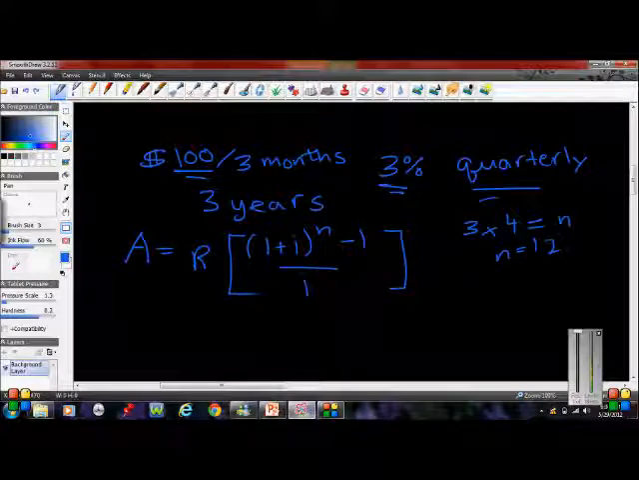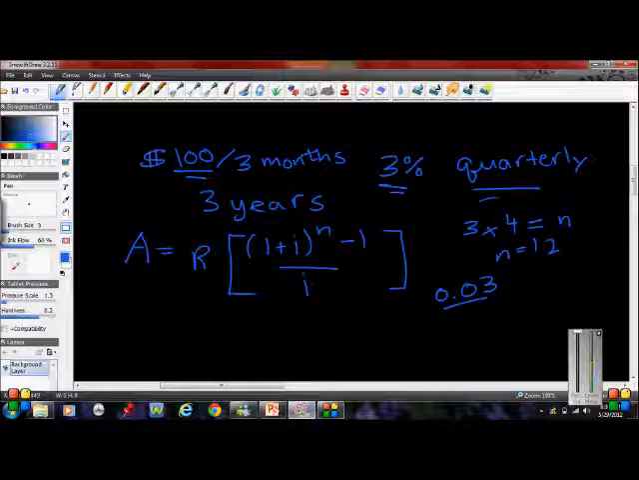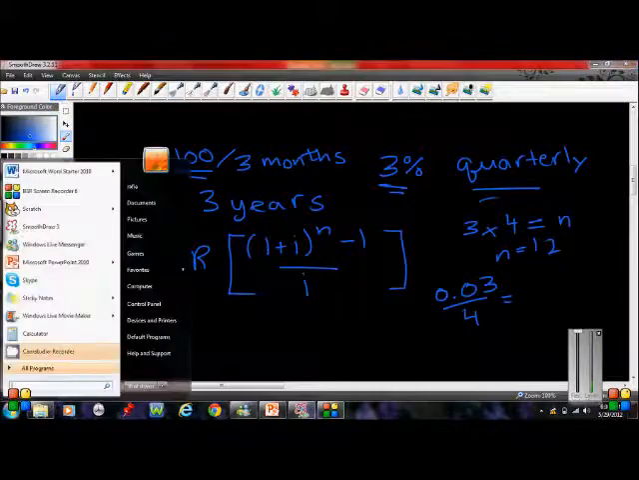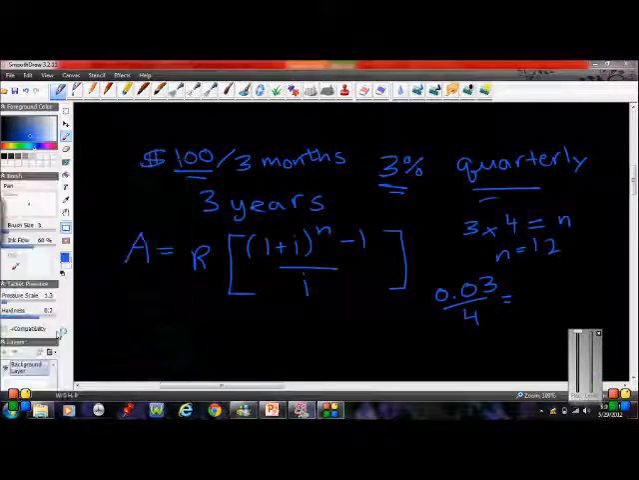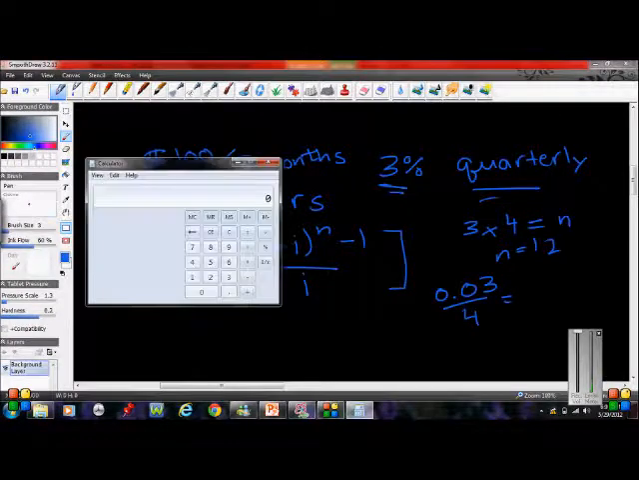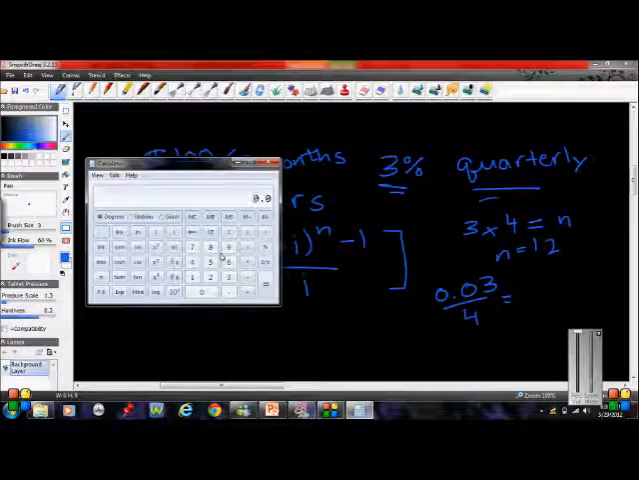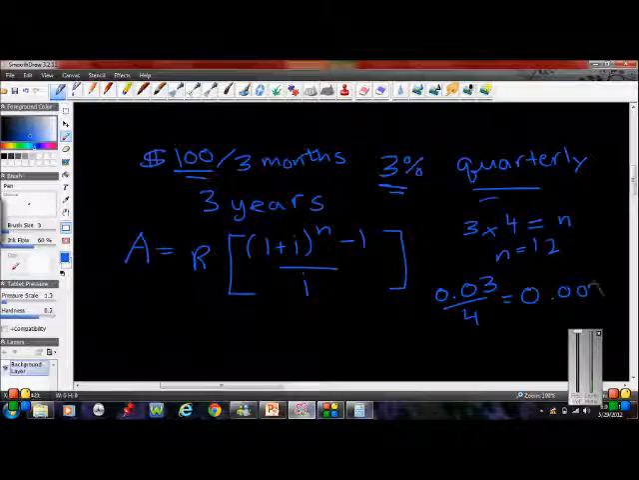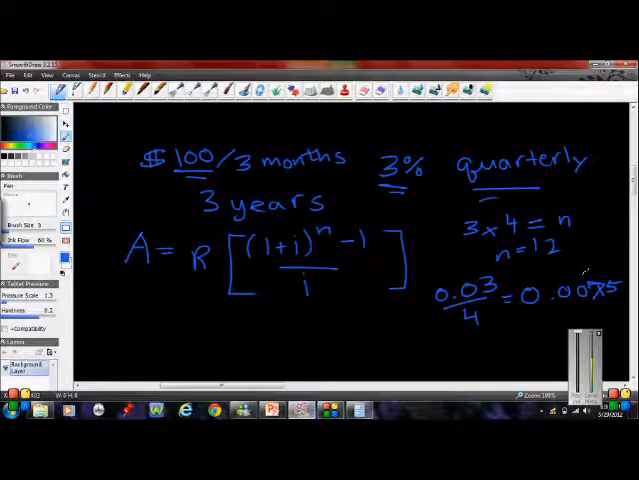It's 3%, so it'd be 0.03, that's the right number. There, this makes much more sense. Divided by 4, and that will give me... I'm not even sure. Let's just use a calculator in case anybody's wondering what 0.03 divided by 4 is. 0.03 divided by 4, and we get 0.0075. So let's just write that out. 0.0075. Okay, so this is your interest now that you would use, not 0.3.